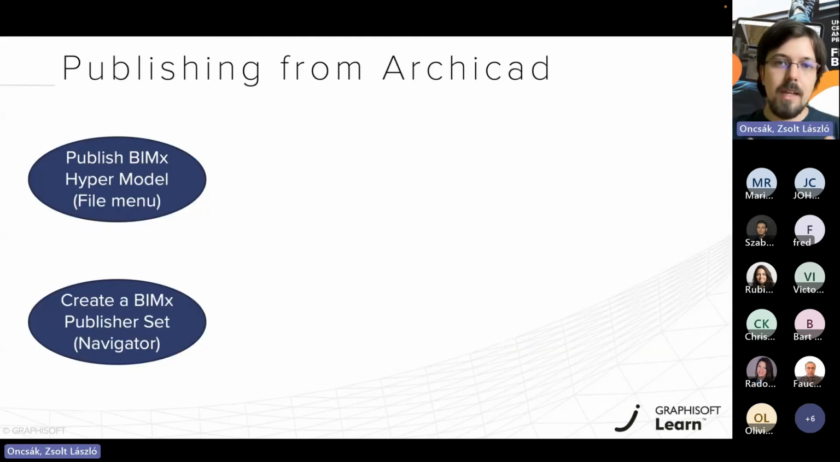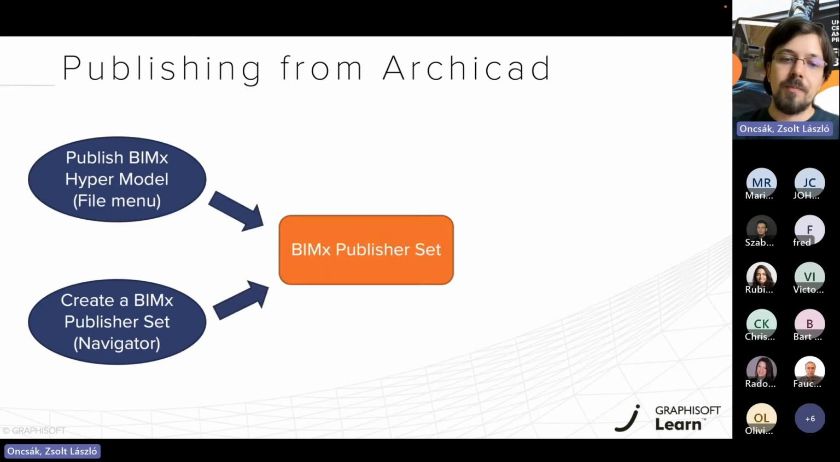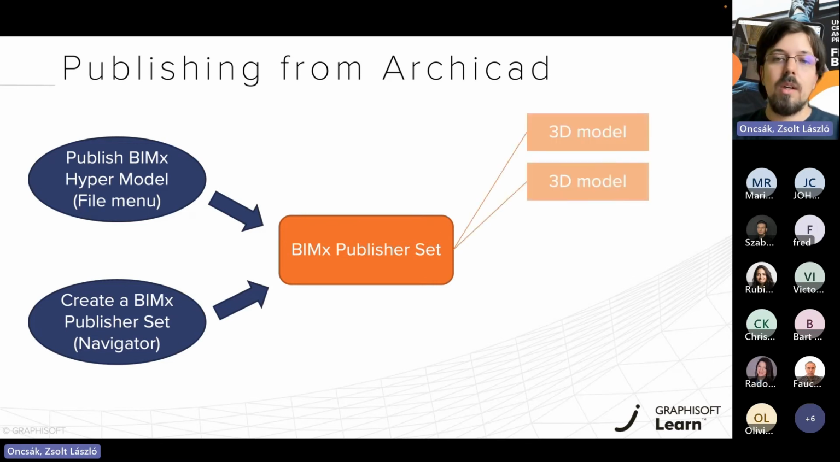Okay, now with that, we saw what BIMx is capable of. So let's quickly just see a recap of how to publish a BIMx file from Archicad. Basically, there are two main methods, but you will see that at the end, if you use either of those methods, you will create a BIMx publisher set. So inside Archicad, in the navigator, in the publisher sets tab, you can create a BIMx publisher set, and you can include different items into that publisher set.